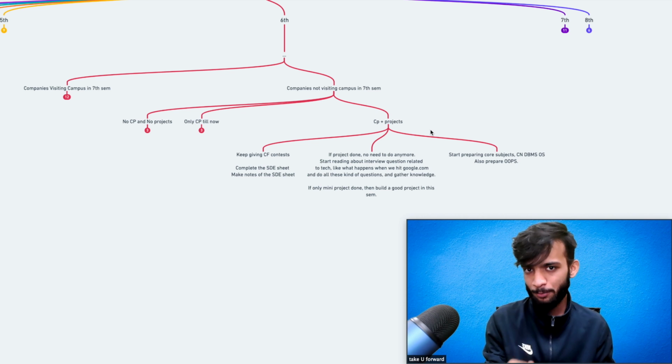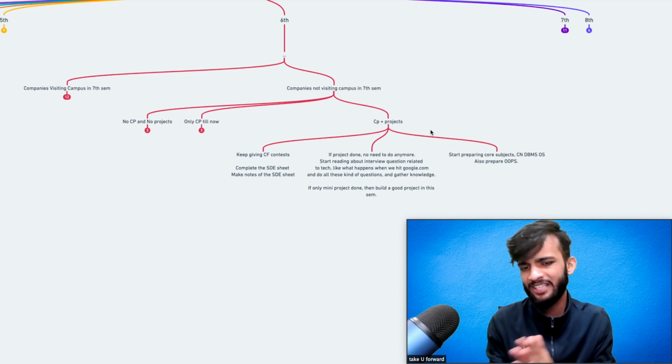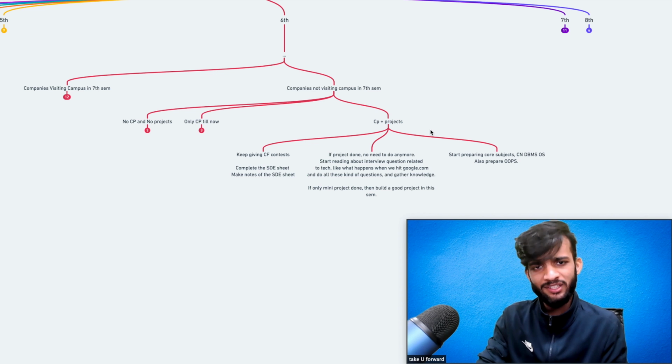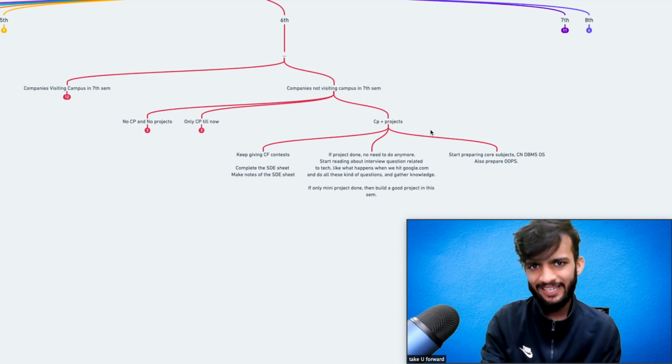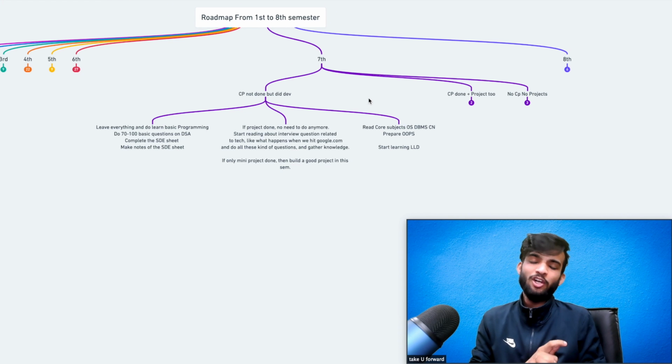Now, if only a mini project is done, please make sure that you build a major project during your seventh semester. So that's what you're going to do. Now, along with this, make sure you start preparing your core subjects as well as your object-oriented programming. So that's what is going to be a roadmap for sixth semester. So now let's talk about the seventh semester.